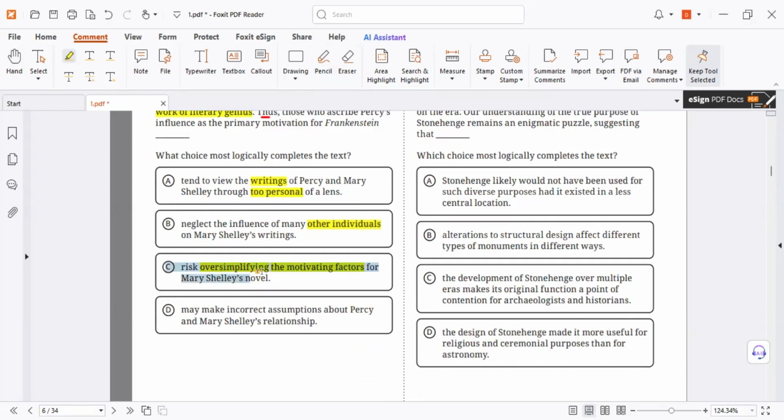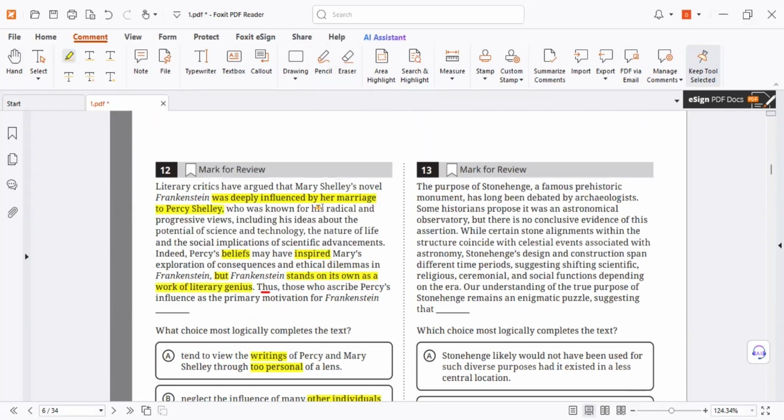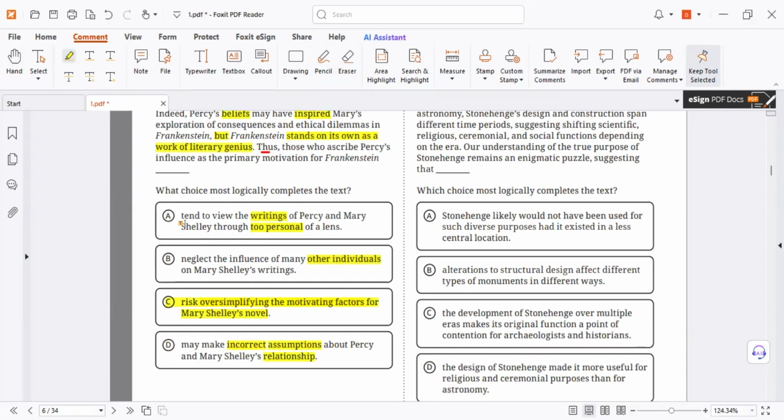So it relates to the context, but may make incorrect assumptions about the person and the relationship. We are not talking about the conception or assumption or guessing about the relationship because he already said her marriage, but we are talking about the influencing motivation factors, not the marriage itself. So the test maker adds three ideas not related to the content, right? That's why.